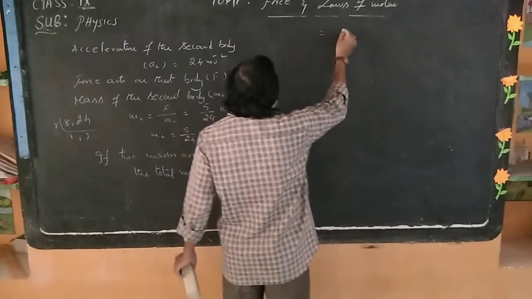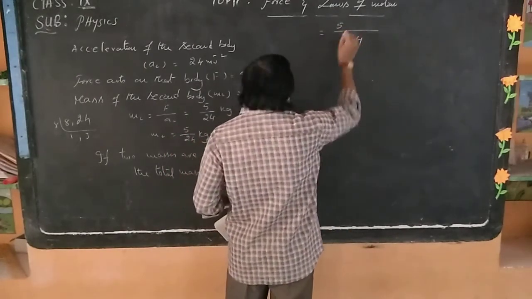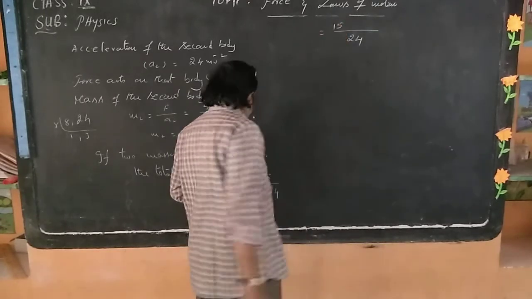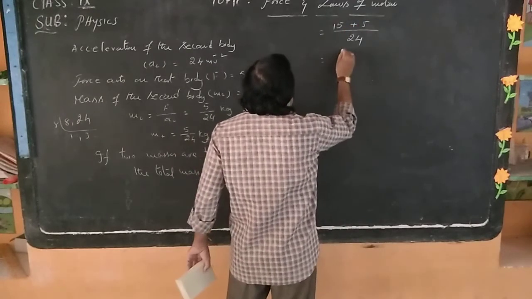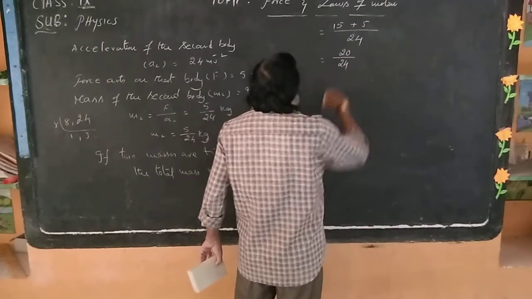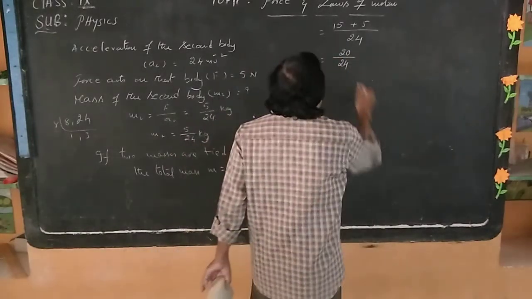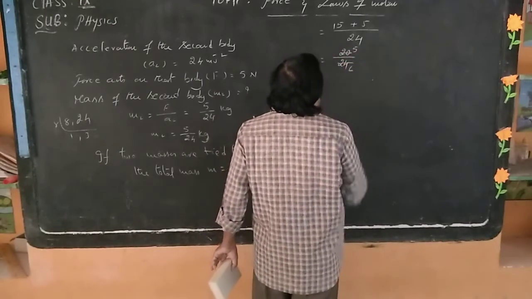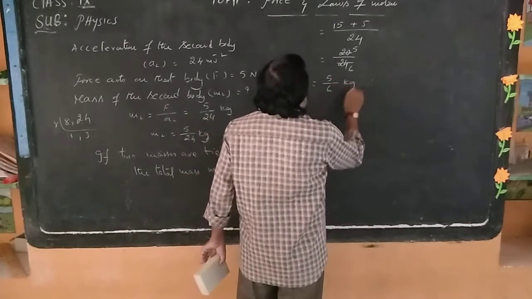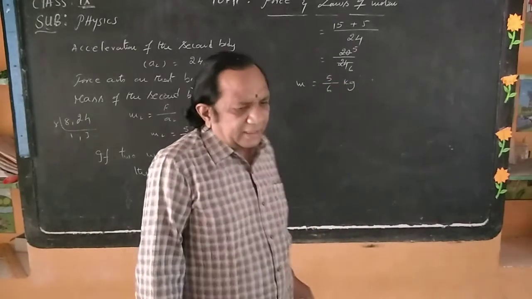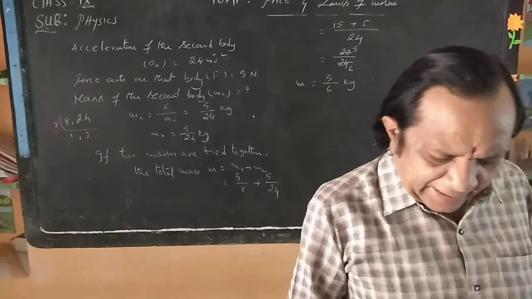The LCM of the body masses is considered as 24. 8 ones are 8, so 5 ones are 5. 8 threes are 24, so 5 threes are 15. 24 ones are 24, plus 5. Now what do you get? 20 by 24. 20 by 24 means 4 5s are 20, 4 6s are 24. So the total mass of the body is 5 by 6 kilograms. Total mass together will be 5 by 6.